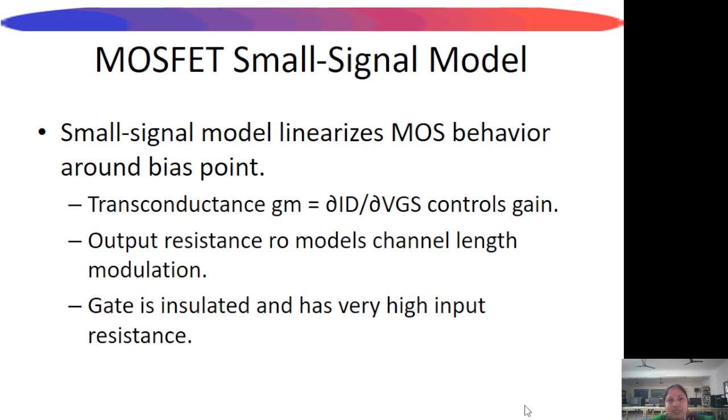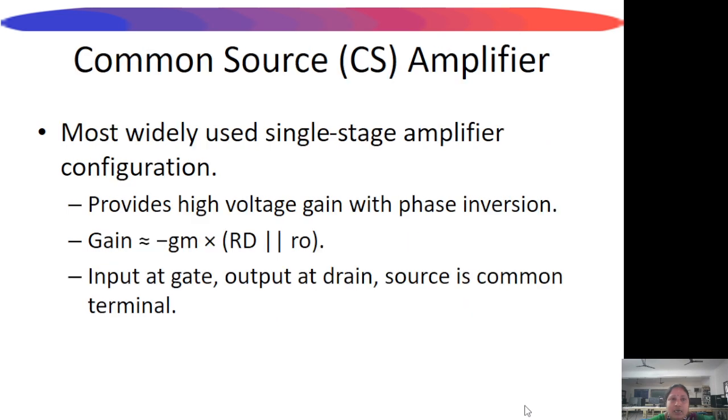The gate terminal is insulated, resulting in very high input impedance. This makes MOSFETs suitable for voltage amplification. Small signal models simplify circuit analysis. They are widely used in amplifier design. Understanding this model is essential for gain calculation.